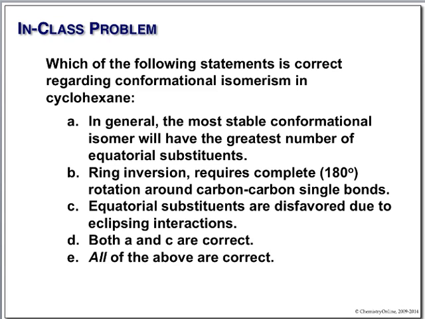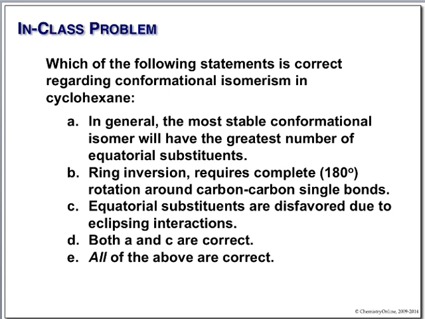All right, what is correct regarding conformational isomerism in cyclohexanes? Okay. In general, the most stable conformational isomer will have the greatest number of equatorial substituents. That sounds like something that we've said over and over again, doesn't it? The more equatorial you have, the better the stability.